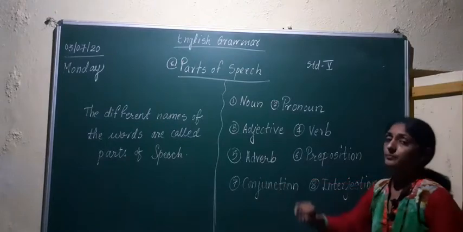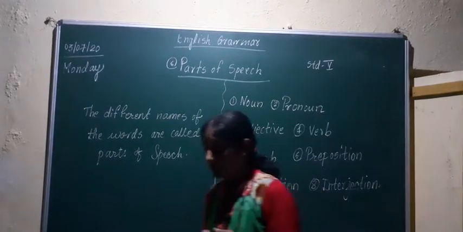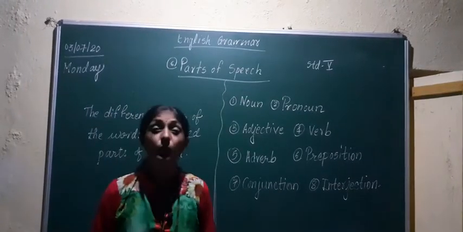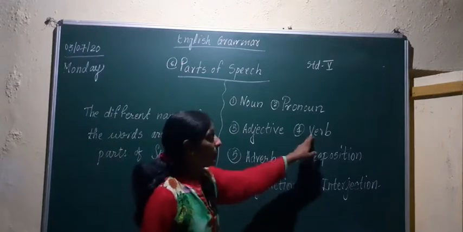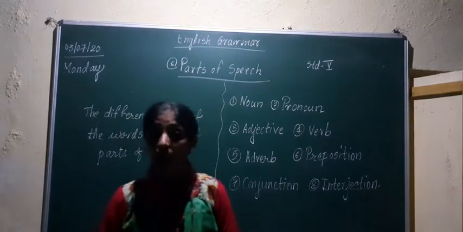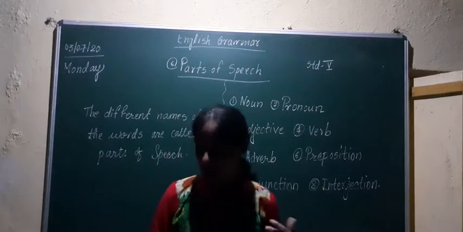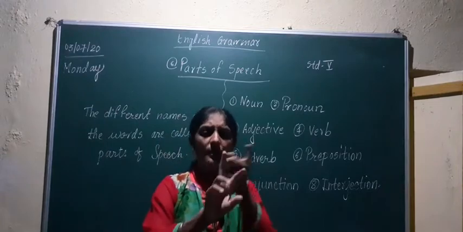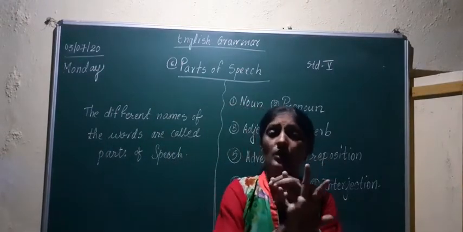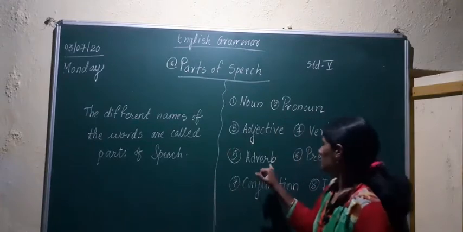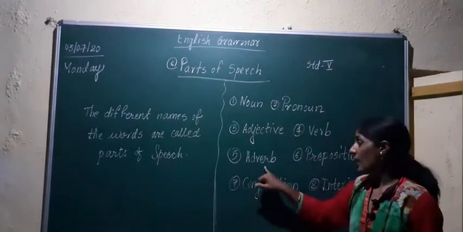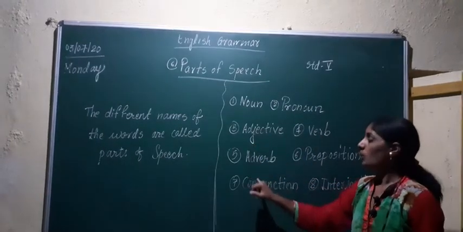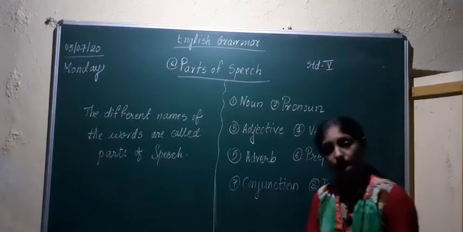Next one is adverb. Now what is an adverb? Adverbs are those words which say something more about a verb. It tells more about the verb. We have studied the adverb lesson in 4th standard. It tells more about a verb, about an adjective, and about another adverb. Are you understanding? Adverbs are those words which tell more about a verb or an adjective. Those words are known as adverbs.